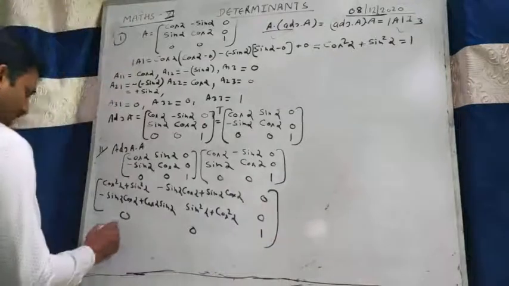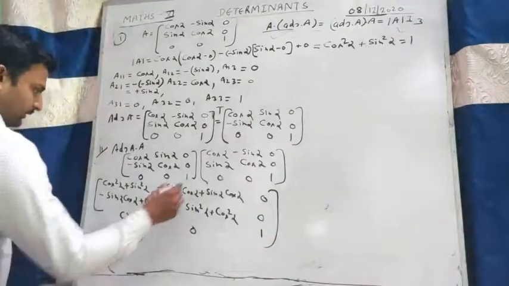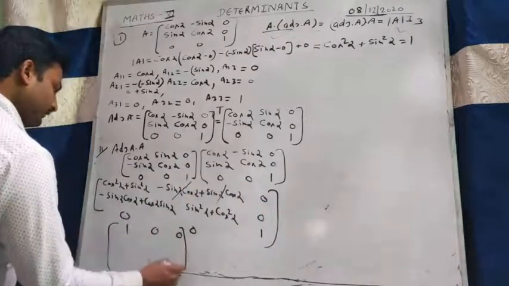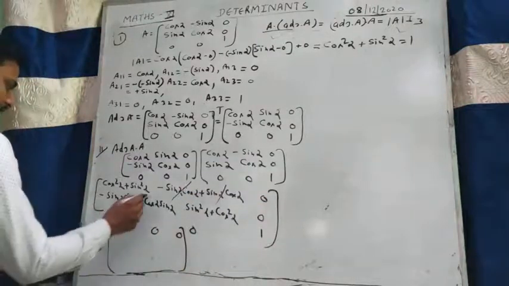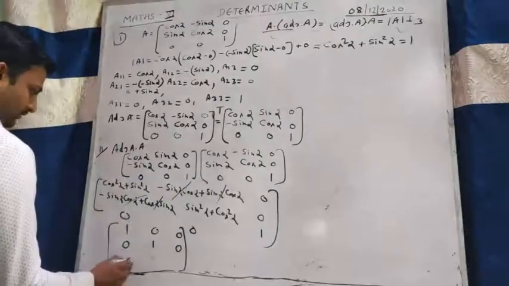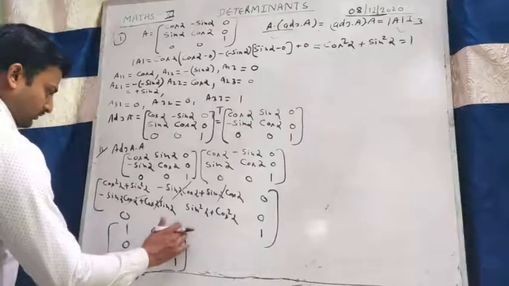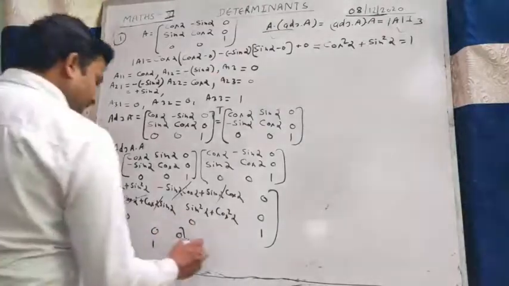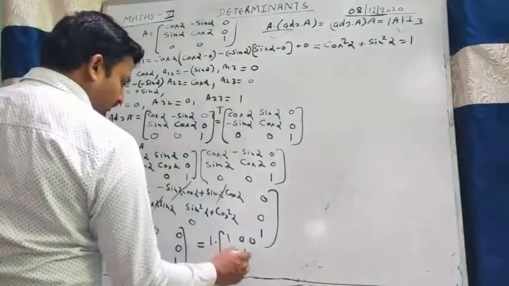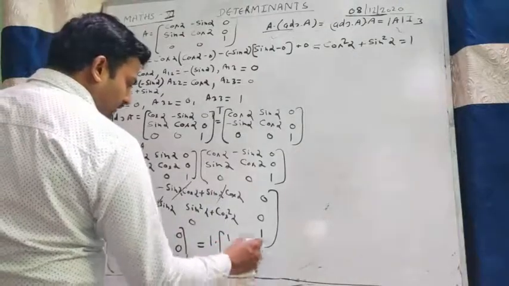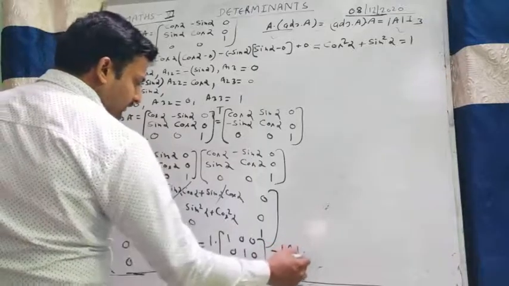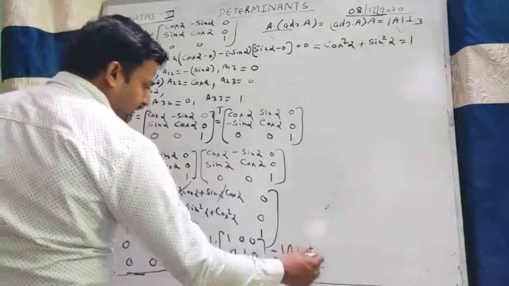Okay, now we will write what this is: 1. This term will be cancelled, so here will be 0 and 0. Now this is again cancelled: 0 1 0, 0 0 1. Okay, so student, we can write 1 into 1 0 0, 0 1 0, 0 0 1. So we can write adjoint of A into A equals determinant of A into I3.